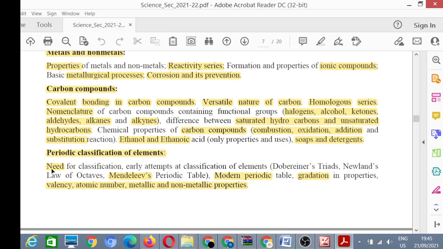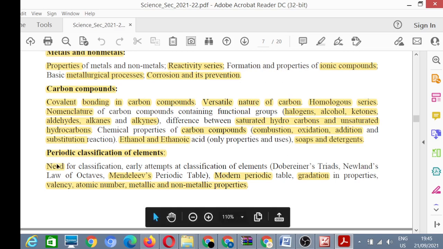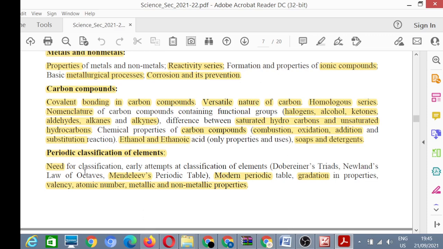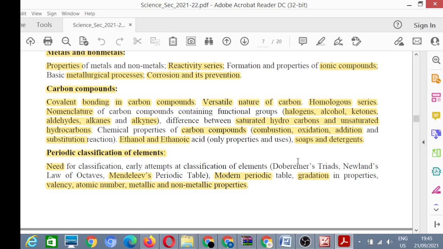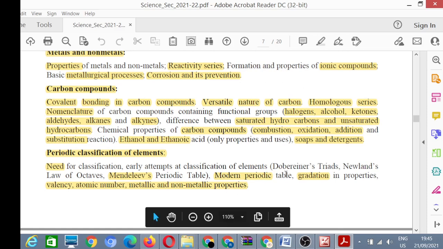Periodic classification of elements. On which basis can we classify elements? On the basis of their position in the periodic table. The first topic is the need for classification. Then the history of the periodic table, its earlier development, the different types of periodic table, and the historical development. In the end we reach the modern periodic table.